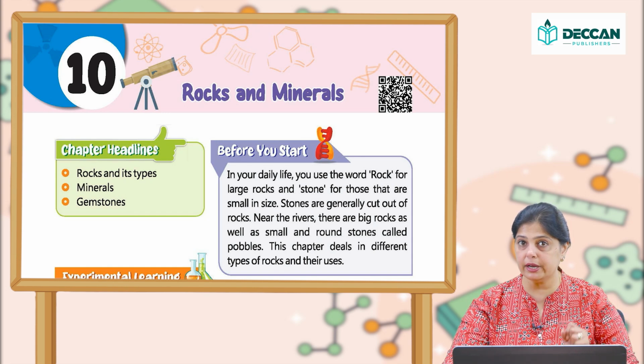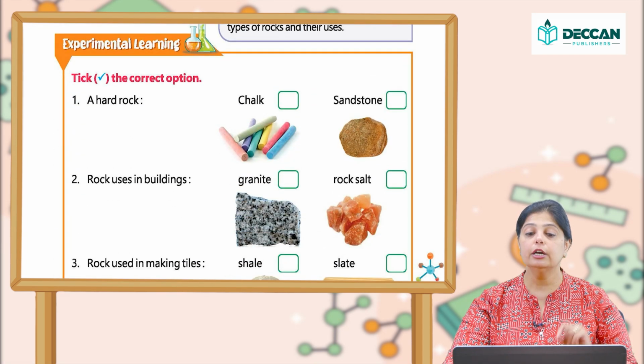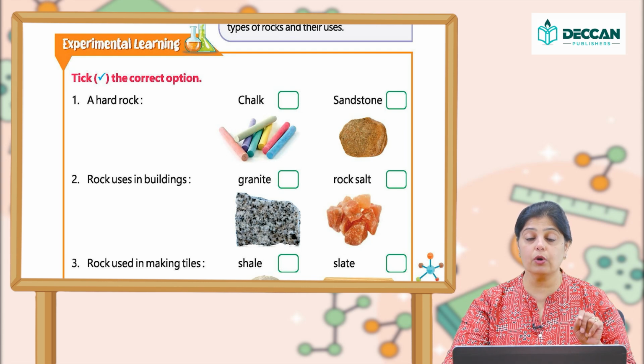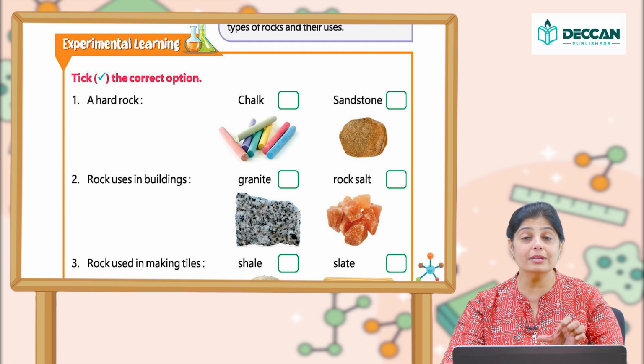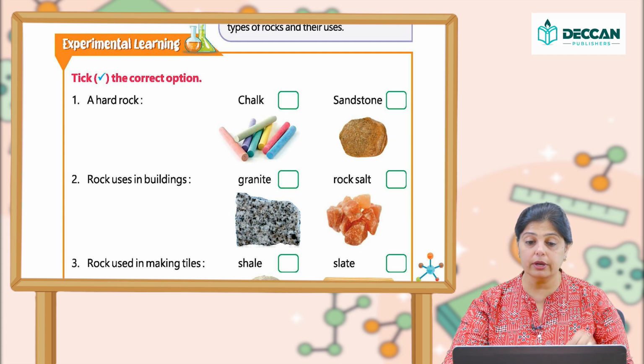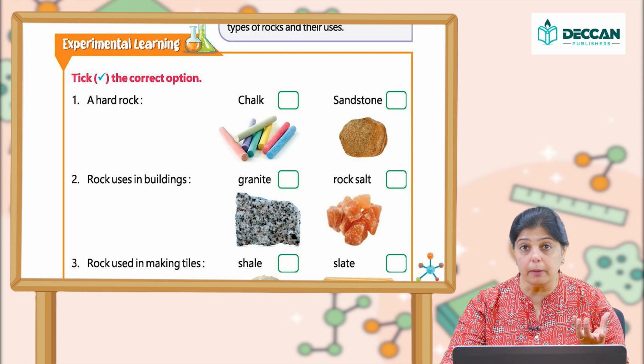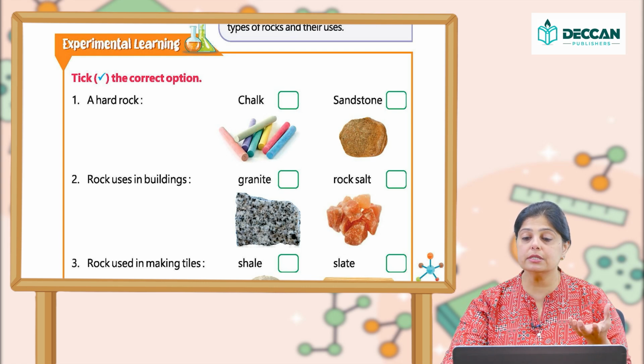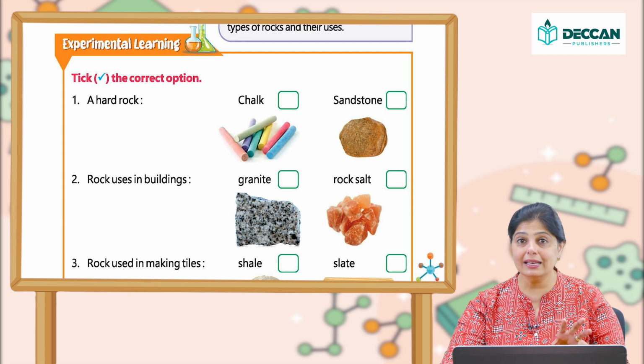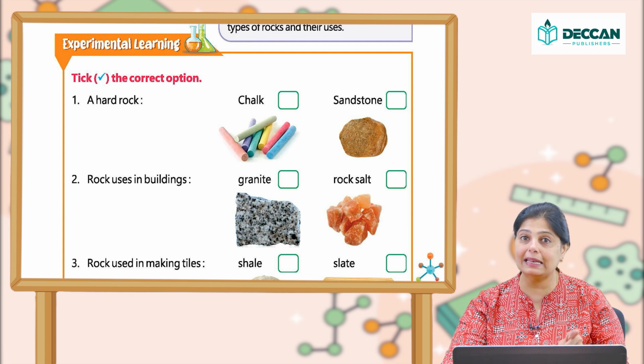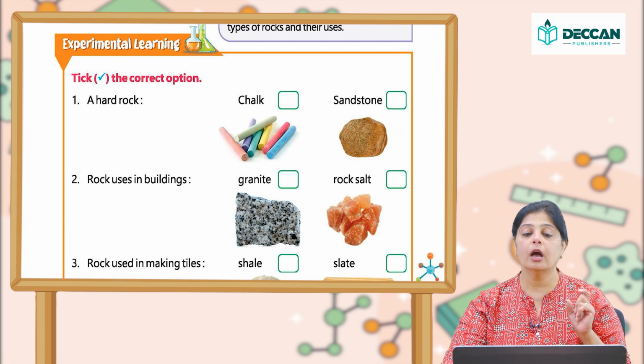But before we go ahead, let's do this experimental learning. You have to take the correct option. You have to tell us what is a hard rock and a soft rock here. A hard rock, chalk and sandstone. Sandstone is harder than the chalk. Chalk can be turned into a powder. Rock used in buildings, granite or rock salt: we use granite in our buildings. Rock used in making tiles, shale or slate: we use shale to make tiles.